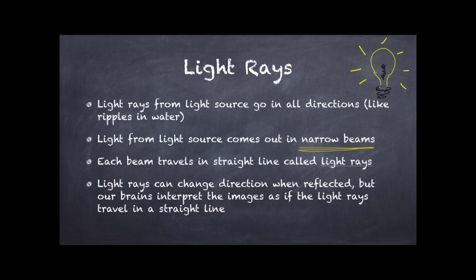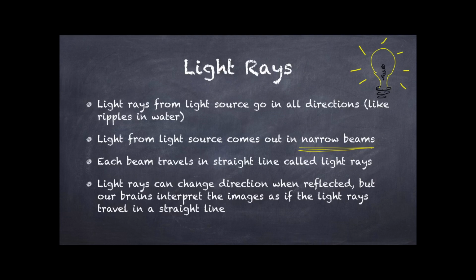So light rays from a light source, like I said, are going to go in all directions, right? Like a ripple in water. If you throw a pebble into the water, that water is going to make a bunch of ripples. It's going to keep going on and on and on. Same thing when you turn on a light bulb or a light source. So if I go into my kitchen and I flip on the switch, the light comes on. The light rays from that light are going everywhere, right?